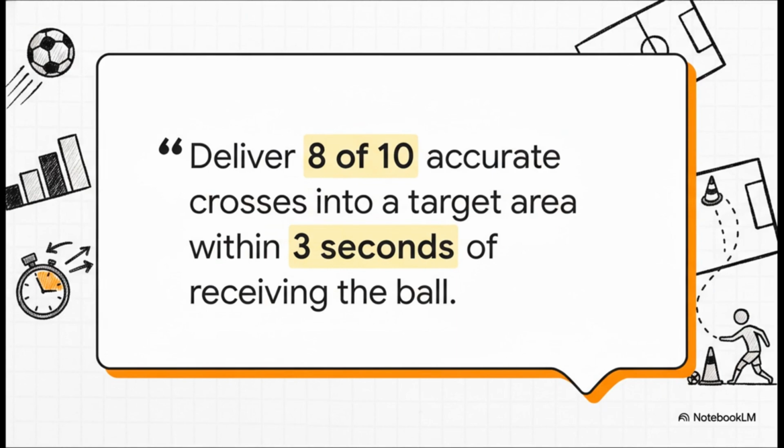So what's the goal? It's not just get better at crossing, right? No way. It's this beautiful SMART objective. Just look at the detail here. 8 out of 10, a specific target area, a time limit of 3 seconds, under passive pressure. Now that is a clear, powerful, and totally measurable target.